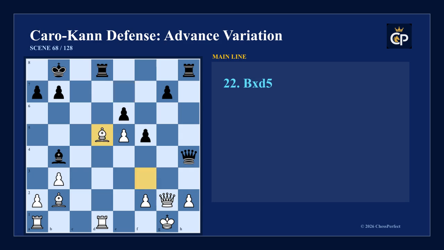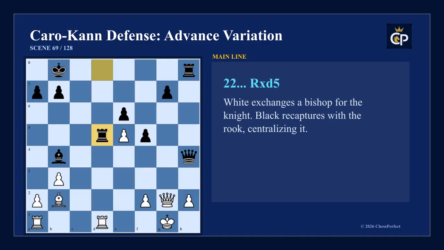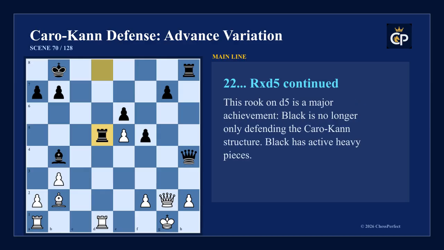Bishop takes d5. Rook takes d5. White exchanges a bishop for the knight. Black recaptures with the rook, centralizing it. This rook on d5 is a major achievement. Black is no longer only defending the Caro Kann structure. Black has active heavy pieces.